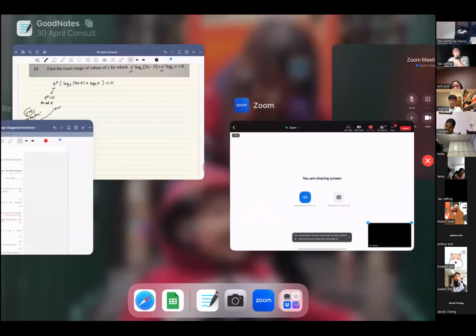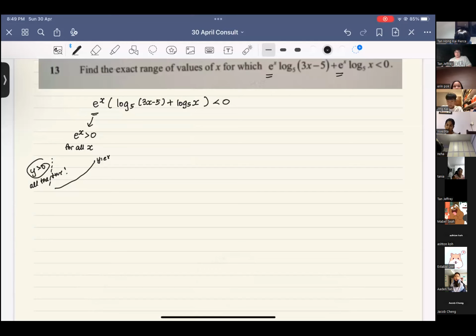Okay, so I believe I should. Basically this part has no solution. So I can divide both sides by e power x, because it doesn't give me anything. It doesn't give me any solution, it doesn't even give me any intercept. So I'm just looking at log 5 of 3x minus 5, multiplied by log 5 of x, to be less than 0.